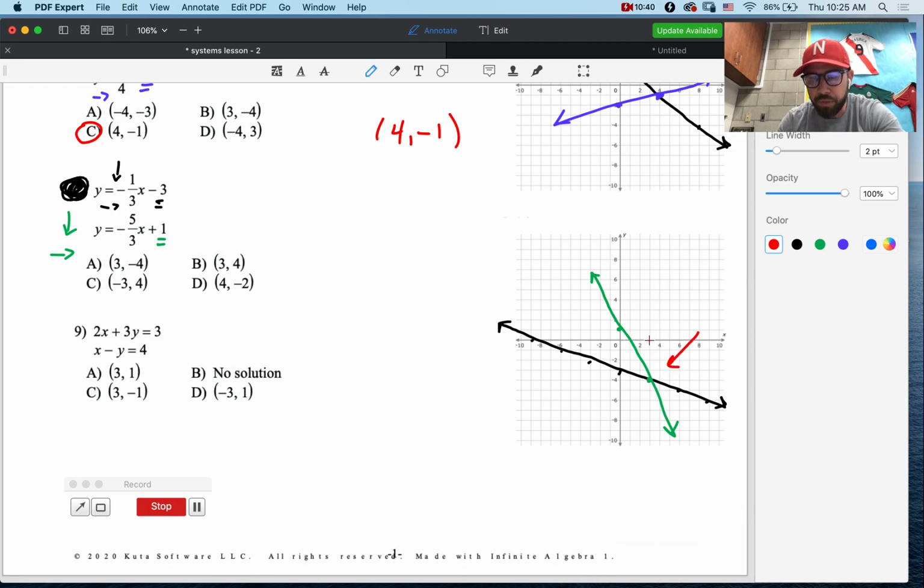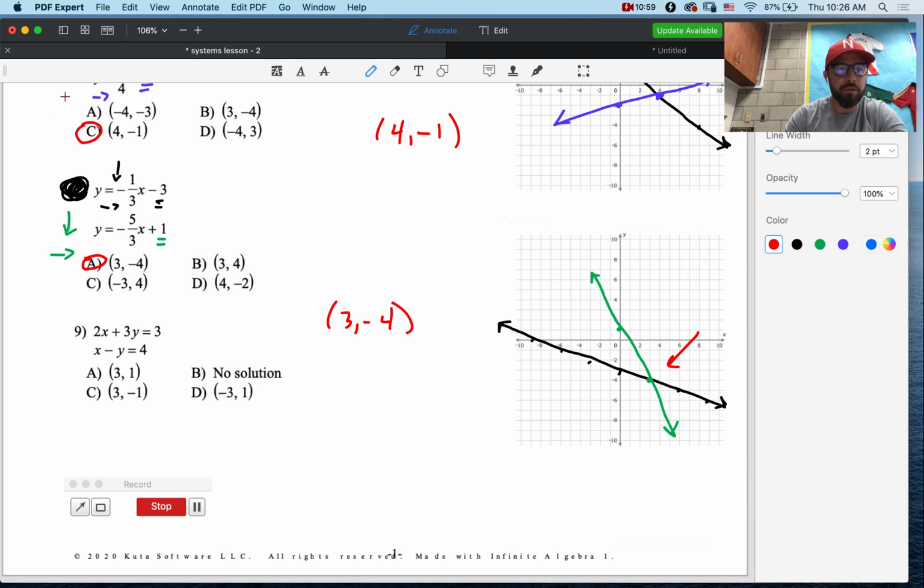It looks like it's over at 3 and negative 4. 3, negative 4, which is A. How about that? 3, negative 4. Okay, we looking pretty good?